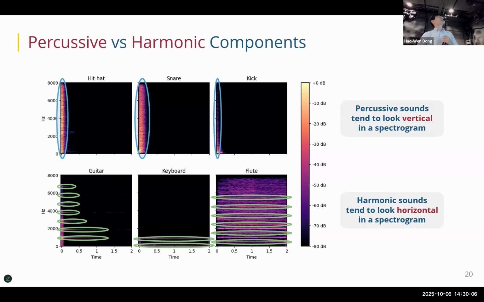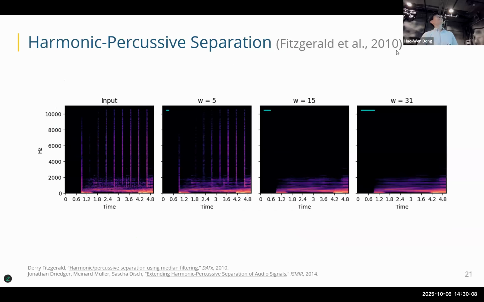This harmonic percussive separation is from a 2010 paper, so it's actually not that far away. 15 years ago, people were still struggling to figure out a way to do source separation. Usually people mark the start of deep learning in 2012. So after 2012, 2015, people started to look into deep learning. But back then, people were looking into pure signal processing ways to do it.